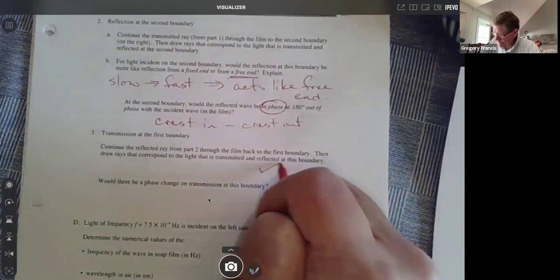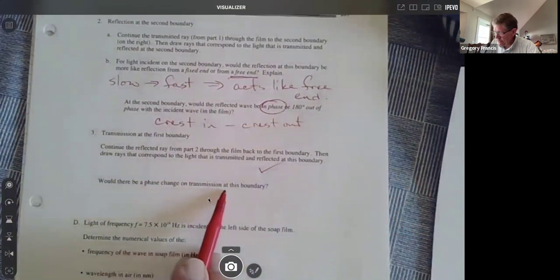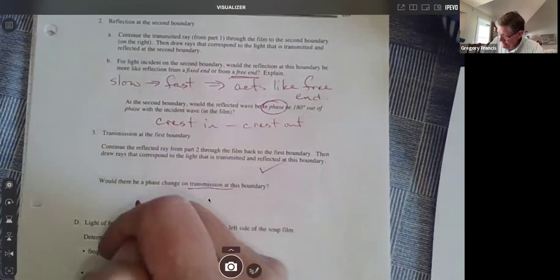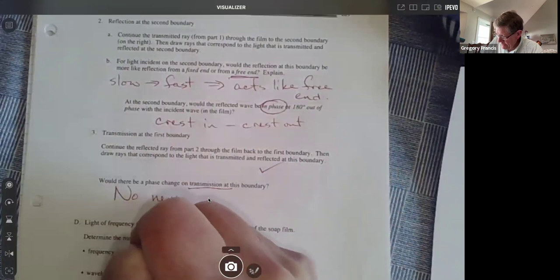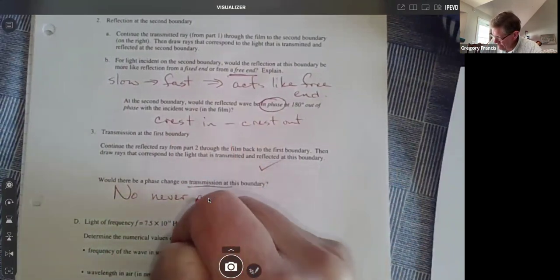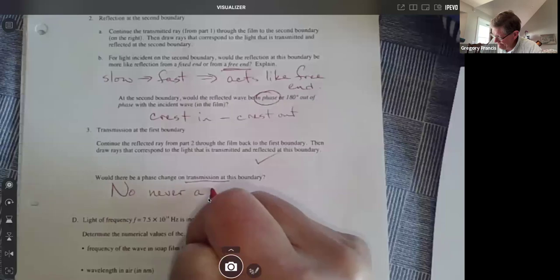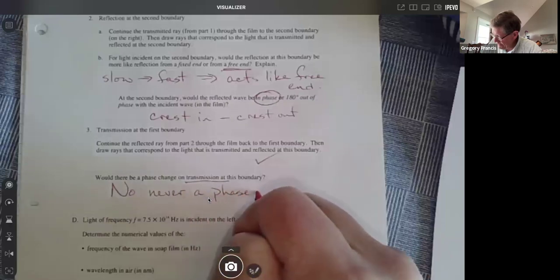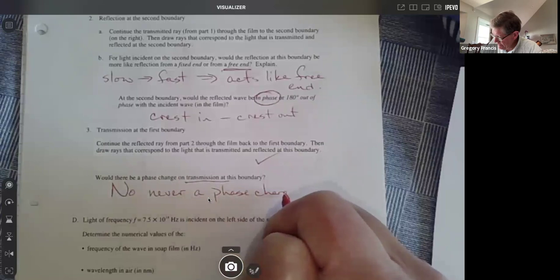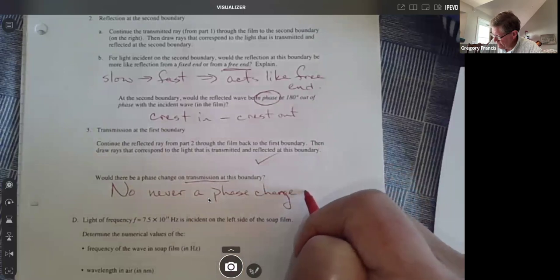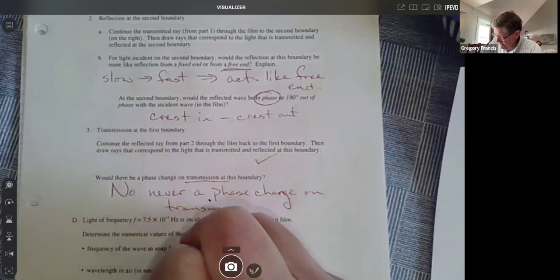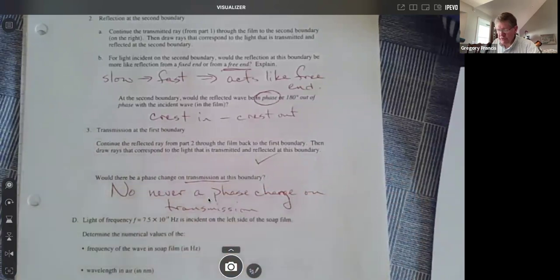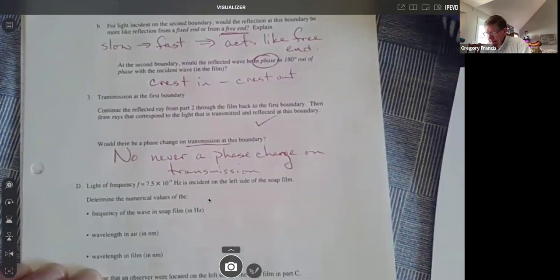So we've done that. Would there be a phase change on transmission at this boundary? No. Never a phase change on transmission. In other words, the transmitted wave is never flipped.